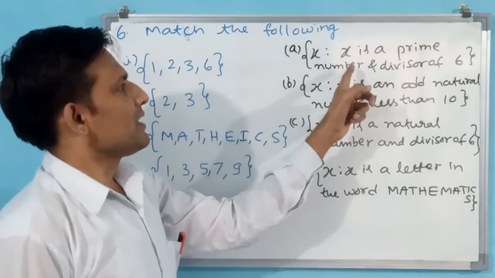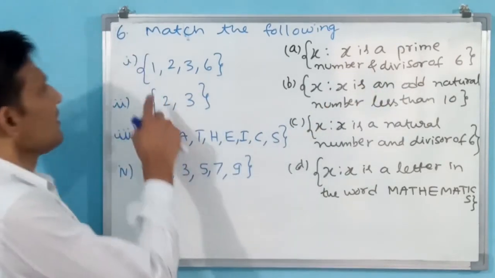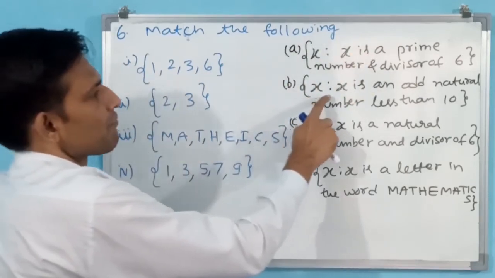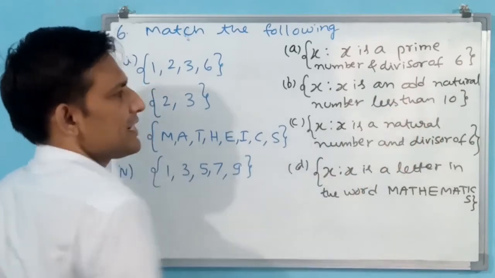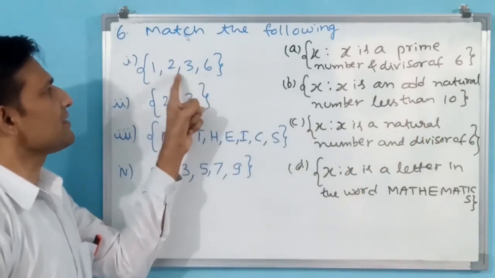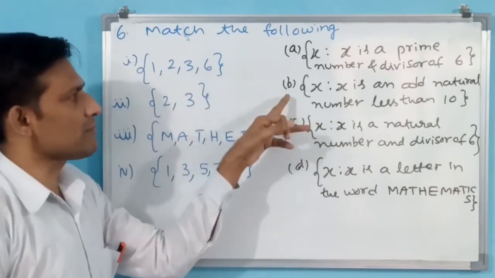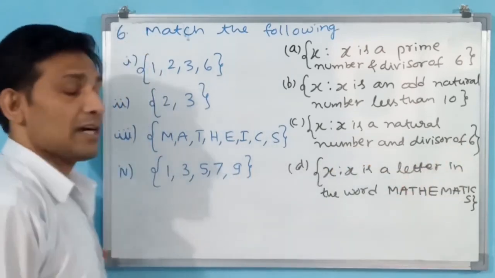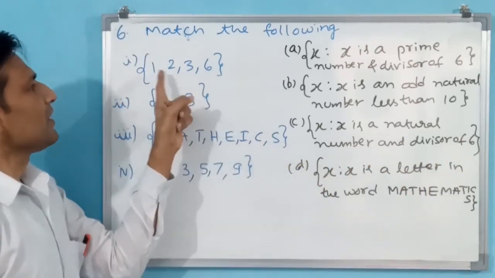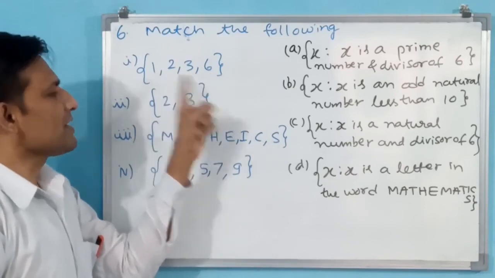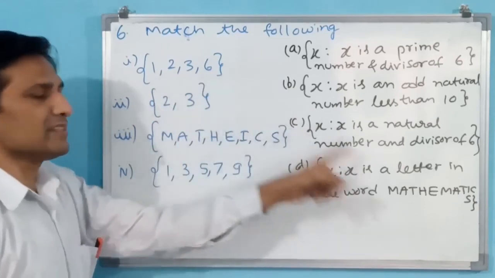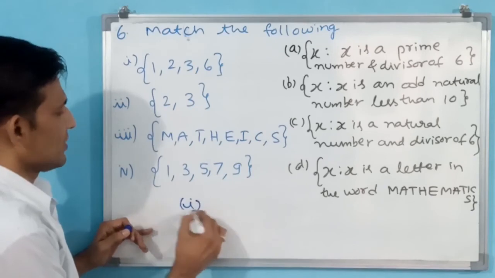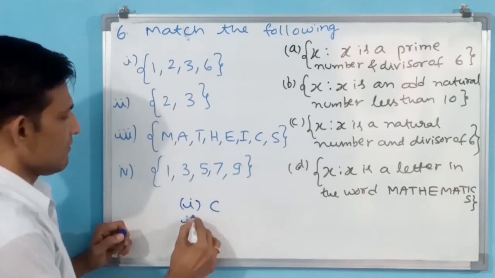X is a prime number and divisor of 6. Okay, here 1 and 6 are not prime numbers. So A is not for 1. X is an odd natural number less than 10. Only odd numbers have to come, but here even numbers have also come. That is why 1 is not matching with B also. X is a natural number and divisor of 6. Okay, this may be it. You see here, natural number and divisor of 6. 1 divides 6, 2 divides 6, 3 divides 6, 6 divides 6. That is why 1 is going to match with C. Okay, then we go for the second question.